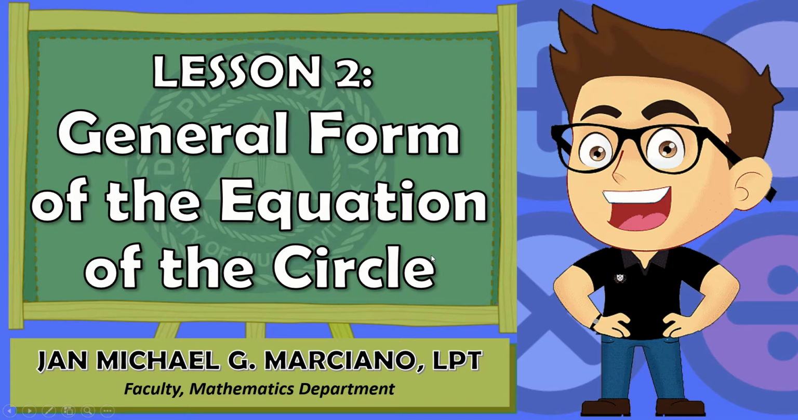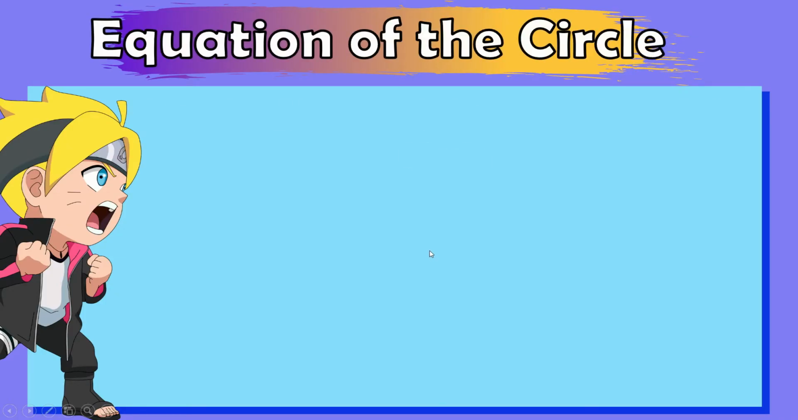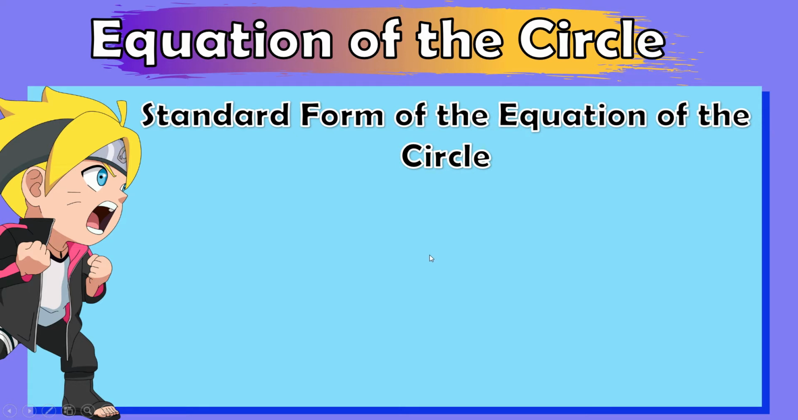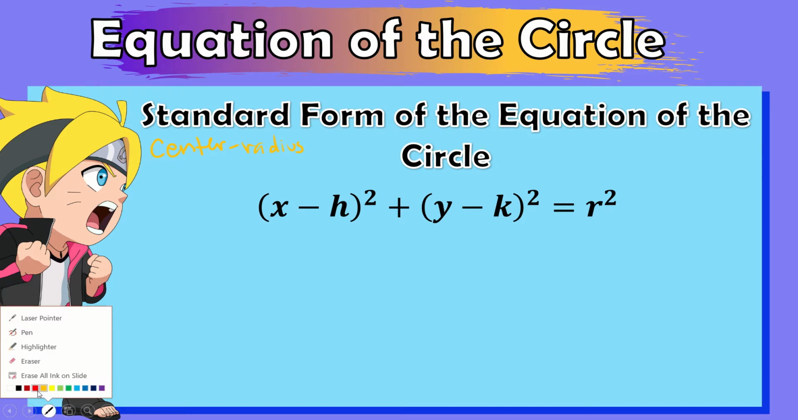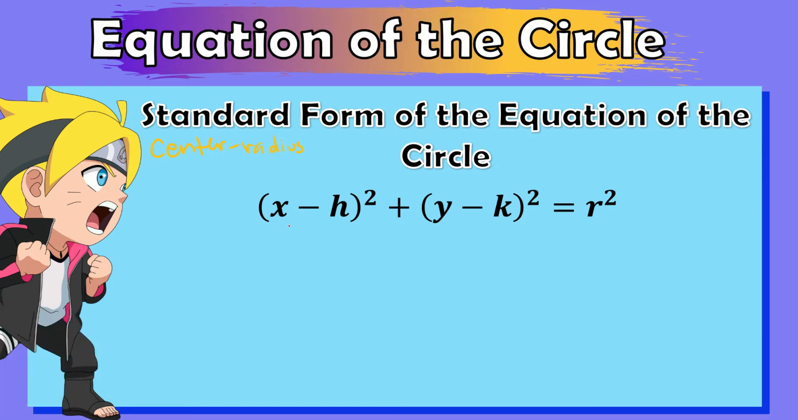So, in our previous discussion, what we have discussed is the standard form of the equation of the circle. And the standard form is given by (x minus h) squared plus (y minus k) squared is equal to r squared. Another name for this form is the center radius form. So the standard form, we can also call it the center radius form.